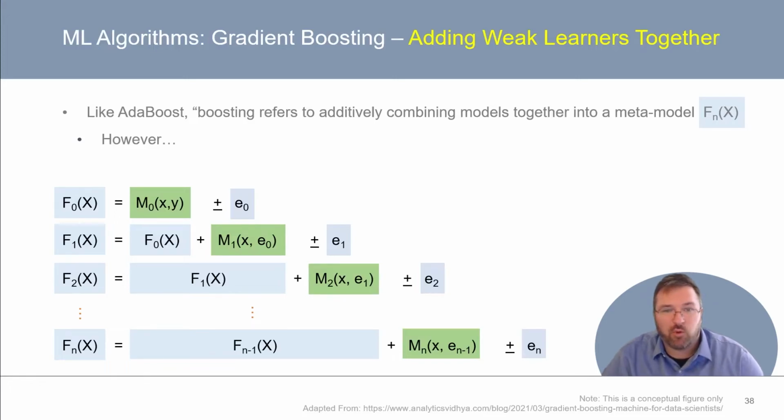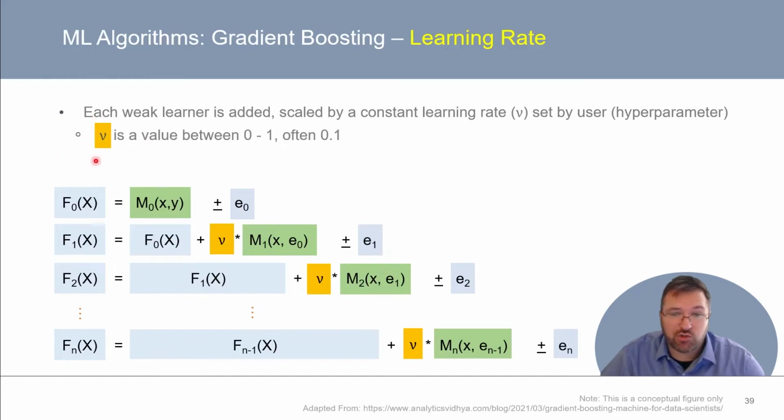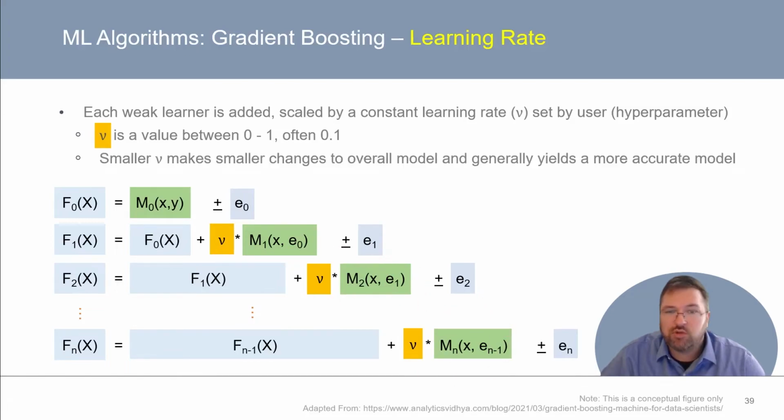However, as mentioned before, it's typical to add a constant learning rate to downweight how much each new weak model will change the strengthening meta model. This learning rate, designated by the Greek letter nu, is a value between 0 and 1, often set to 0.1. This learning rate is multiplied by each weak model added after m sub 0. Choosing a smaller learning rate yields smaller, more gradual changes to the meta model and generally helps gradient boosting to better converge on a more accurate model.